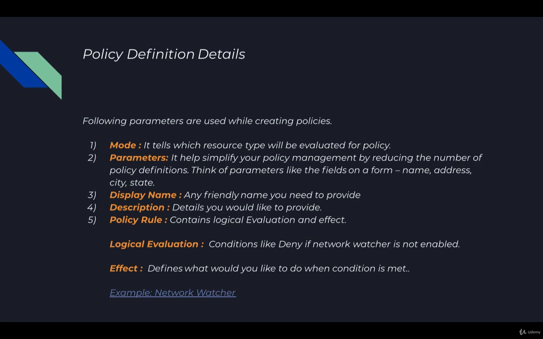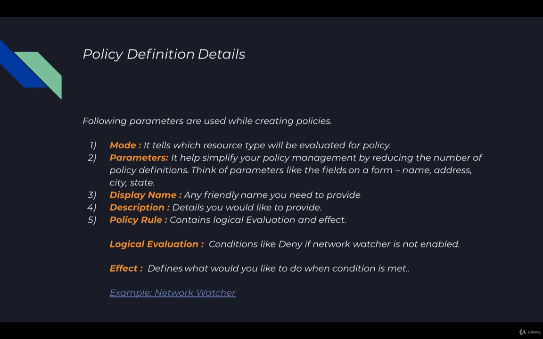Then we have the parameters. They simplify your policy management by reducing the number of policy definitions. Think of parameters in the form of name, address, city, state. This really helps from a management perspective. Since we have given that name, address, city, state, we should not be repeating all this information again in case we are building a new policy for a certain resource.